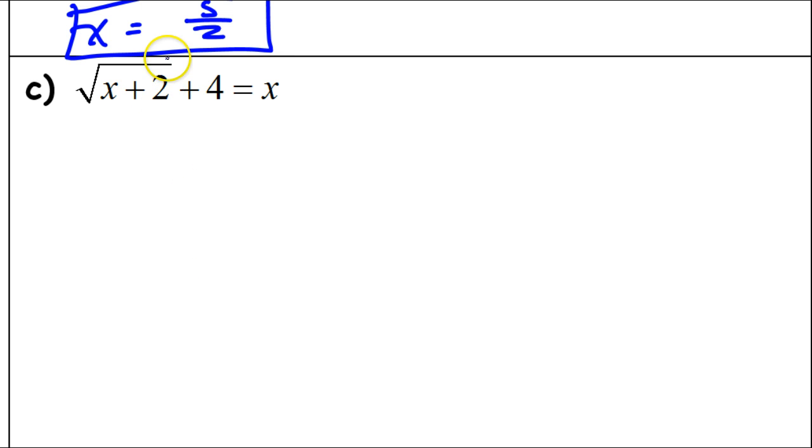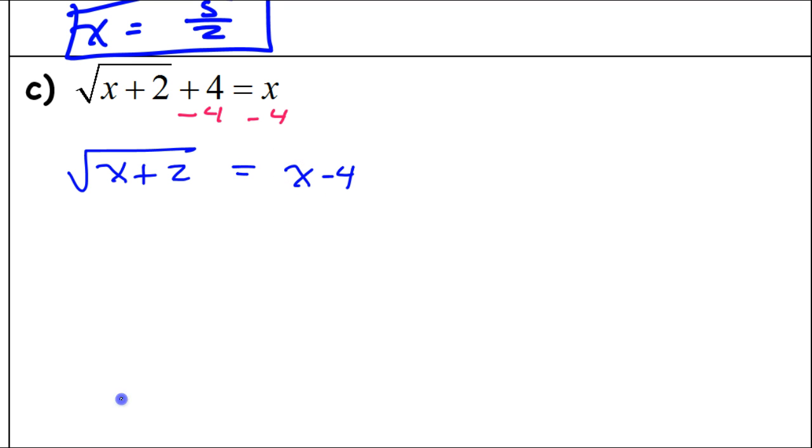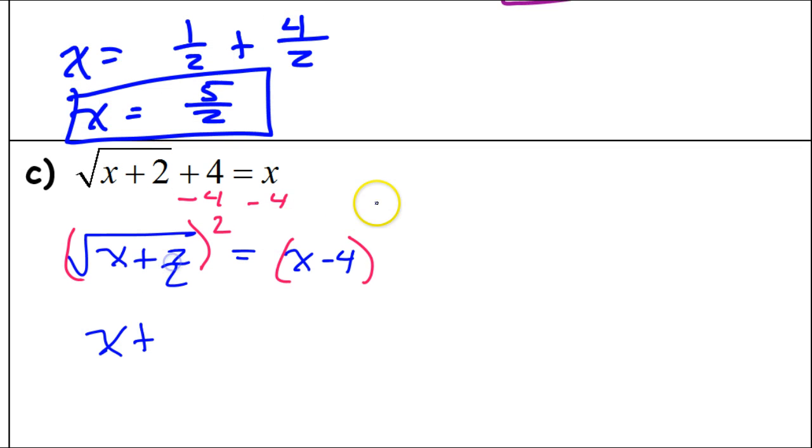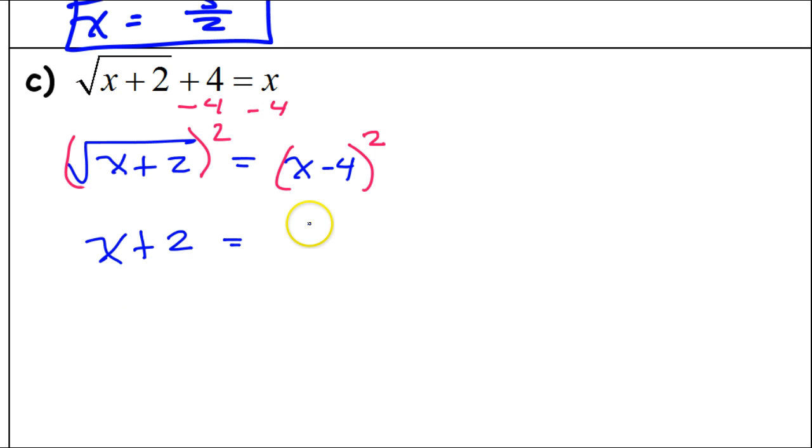Looking at problem C, it would be a good idea to get the radical by itself first. So I would subtract 4 from both sides first. So that's going to give us the square root of x plus 2 is equal to x minus 4. To make this radical go away, we could square it, but we need to square both sides. So that's going to give us x plus 2.